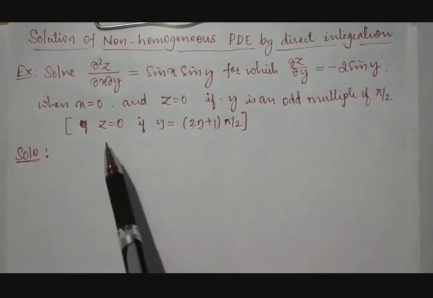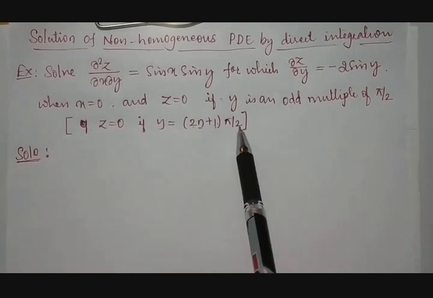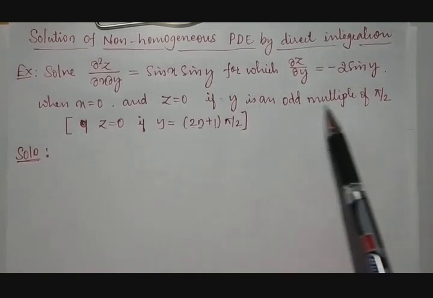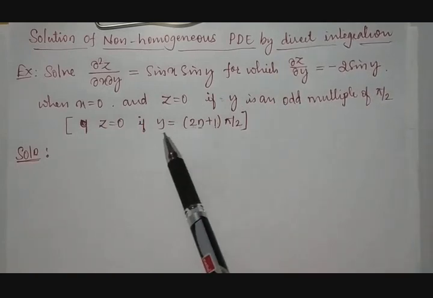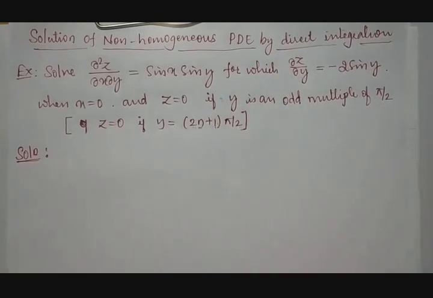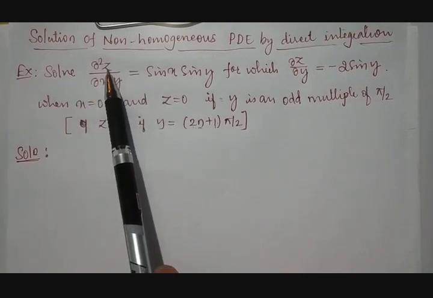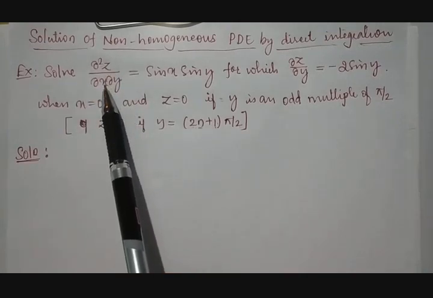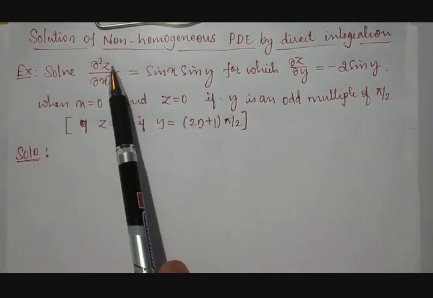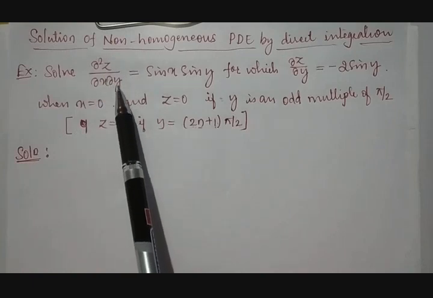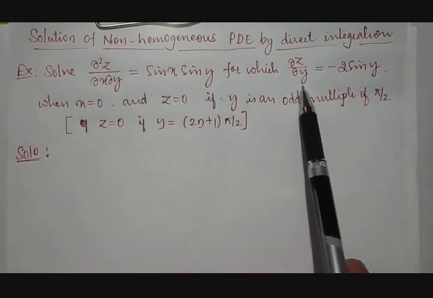In the examination, they may provide the condition like z equal to 0 where y is equal to this, or they may give a statement like y is an odd multiple of π/2, meaning this condition. So here, it's a mixed derivative. We can integrate with respect to x and y to get z. But whether we need to integrate with respect to x first or y first, how do we decide? It depends on the given conditions.